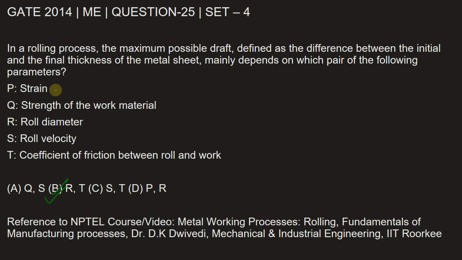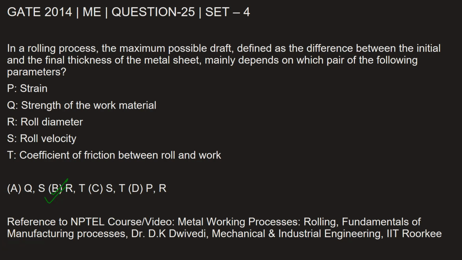That is one thing, the coefficient of friction between the interface of the tool and the metal sheet. And second thing, the diameter of the roller. If the diameter is smaller, we'll attain less reduction in thickness. If we have a bigger roller, we can attain a higher reduction in the thickness. It is also not dependent on the roll velocity. How fast the roller moves will not decide to which extent we can reduce the thickness of the sheet. So it is dependent on roll diameter and coefficient of friction between roll and work.